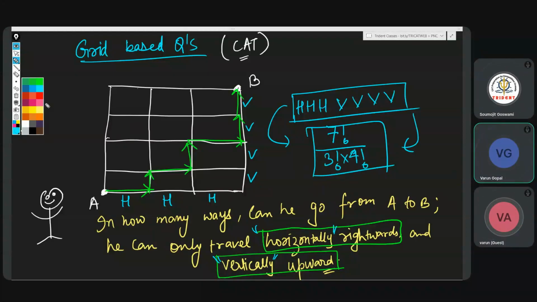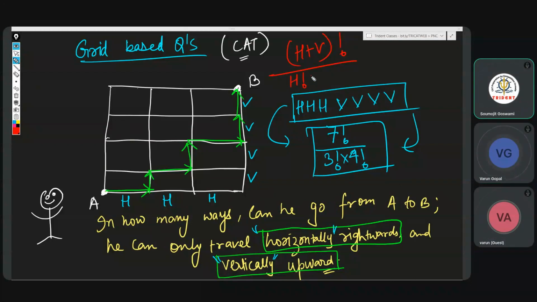There is a formula also to this thing, and that formula is as silly as this. The formula says H plus V factorial by H factorial into V factorial. As many horizontal steps plus vertical steps. This is a formula. Take a screenshot. Hold on. Take a screenshot of this one. Done? Yes, sir.